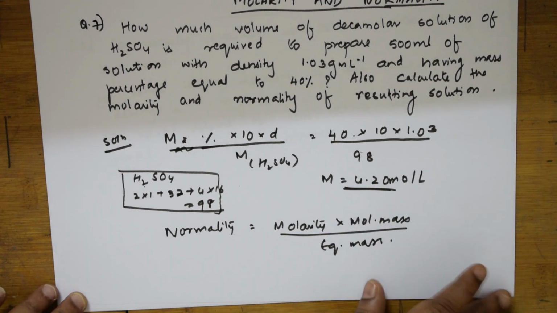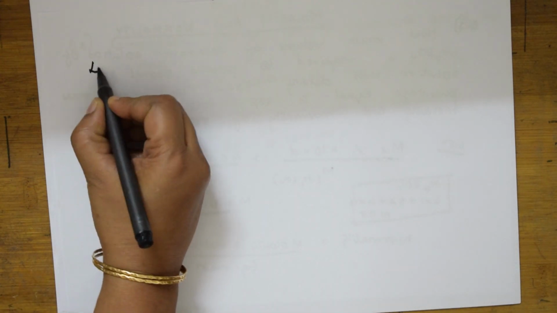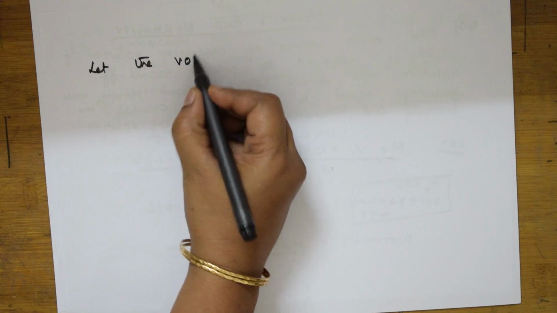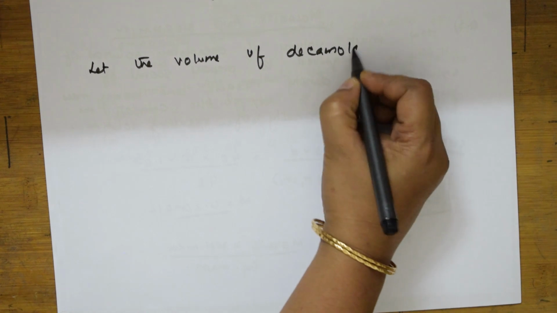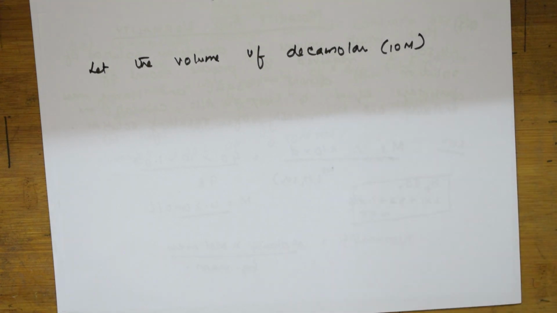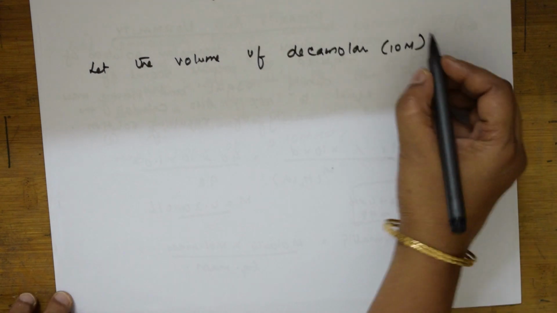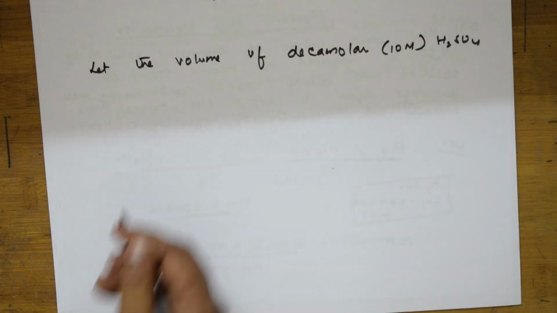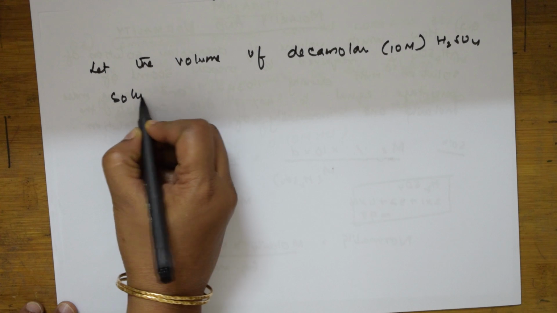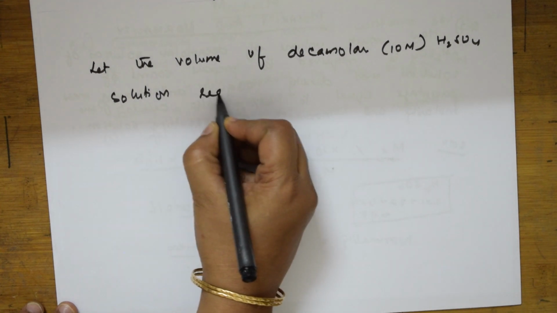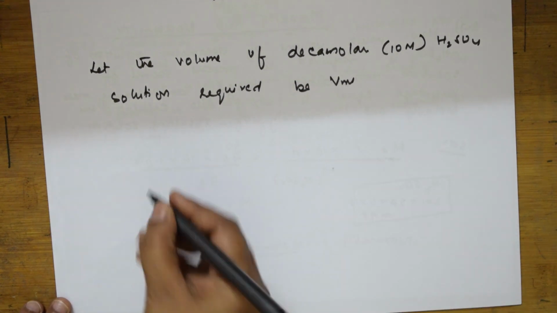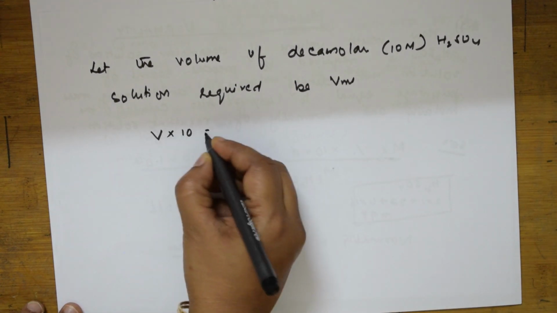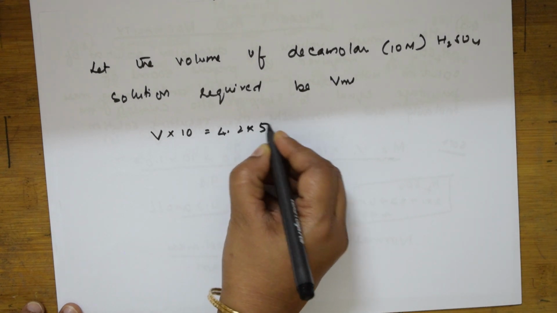What am I trying to explain? Let the volume of decamolar, which is nothing but 10 molar, okay, deca means 10, isn't it? Let the volume of decamolar sulfuric acid solution required be V mL. That means V into 10 is equal to 4.2 into 500, isn't it?